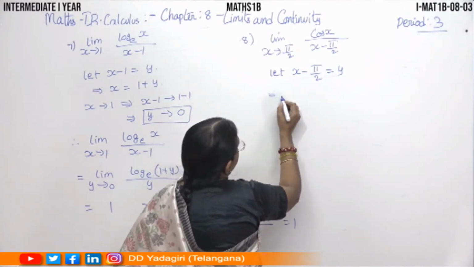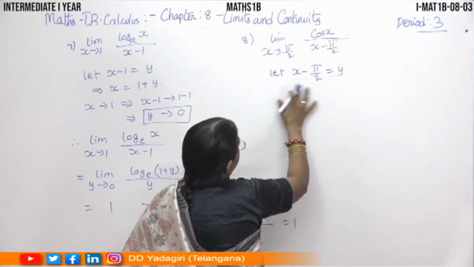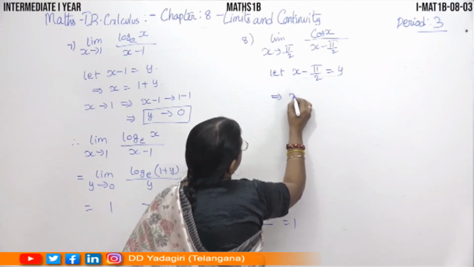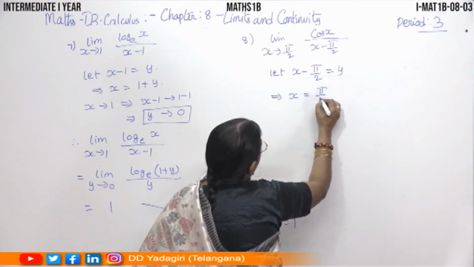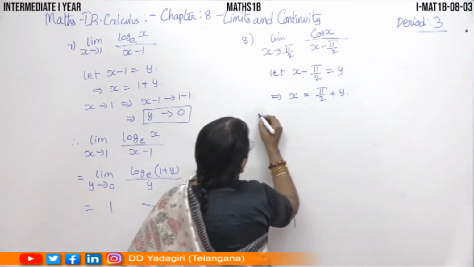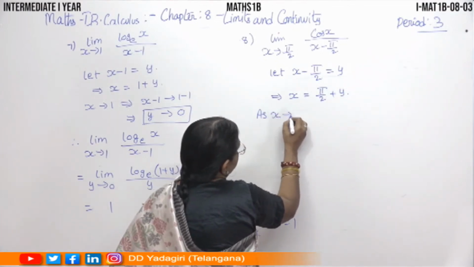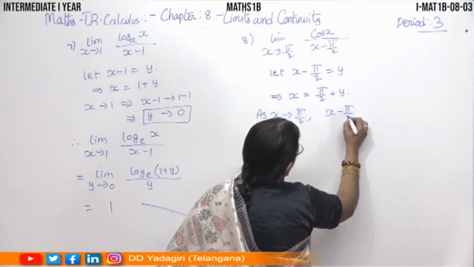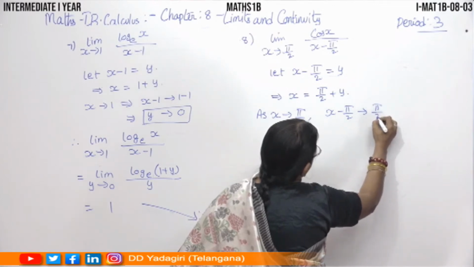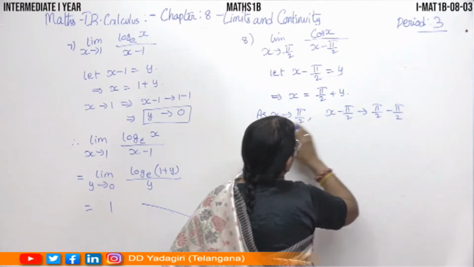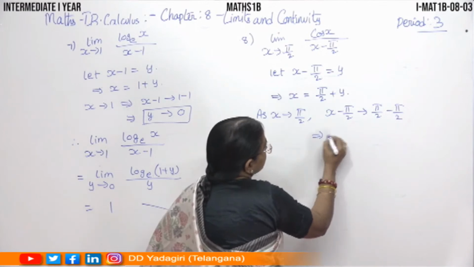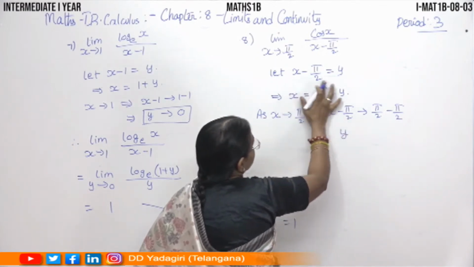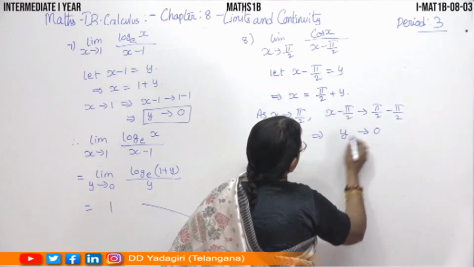So that means x minus pi by 2 is equal to y. So what is x? X is equal to pi by 2 plus y. Now as x tends to pi by 2, x minus pi by 2 tends to pi by 2 minus pi by 2. So you are subtracting pi by 2 on both sides. So x minus pi by 2 is y, so y tends to 0.